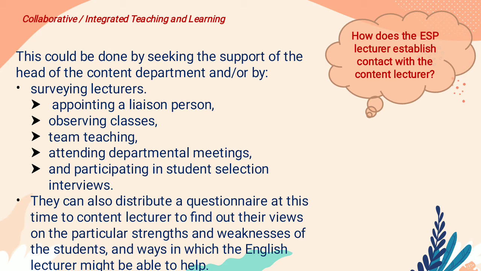First, surveying lecturers. The first activities that must be done by the lecturer are appointing a liaison person, observing classes, team teaching, attending departmental meetings, and participating in student selection interviews. They can also distribute a questionnaire at this time to content lecturers to find out their views on the particular strengths and weaknesses of the students and ways in which the English lecturer may be able to help.